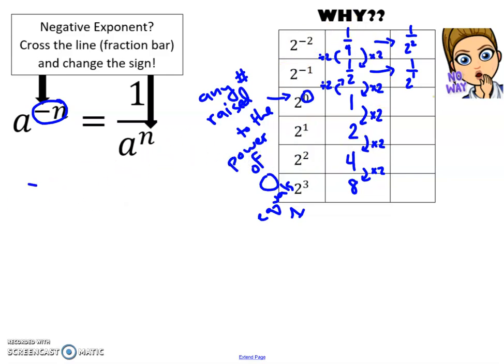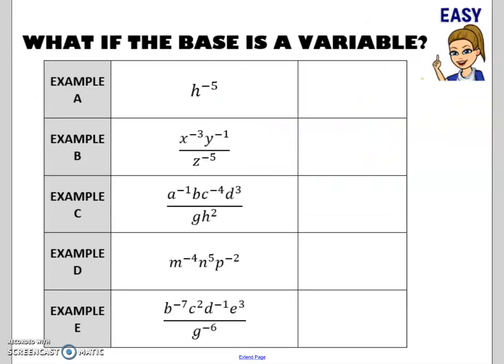All right, so let's apply this a little bit. Let's run through some examples. If our base is a variable, we're not sweating it. We've been through this a little bit. So h to the negative 5. I'm going to cross the line. There's nothing left up here this time. Cross the line, and I'm going to change the sign. Because everything we have is a fraction, if we don't see the denominator, it's over 1. So I'm going to cross that line, and if this comes down, I'm left with 1 on top.